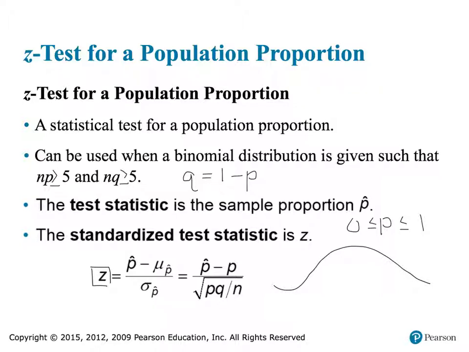So you'll notice that to calculate the standardized test statistic, we're going to need to take our sample proportion p hat, subtract the mean of p hat, which is going to be the claimed proportion p, and then divide by our standard error. This standard error formula should look familiar because we used it with our confidence intervals as well. It's the square root of pq over n.